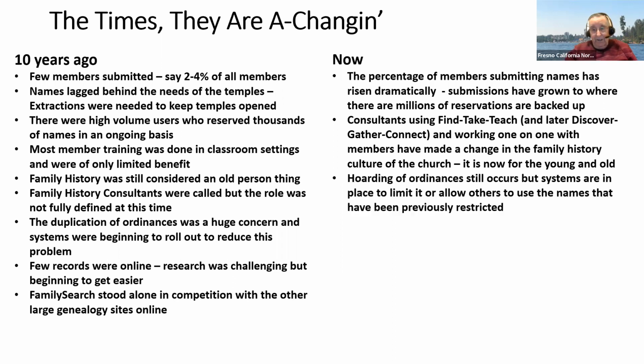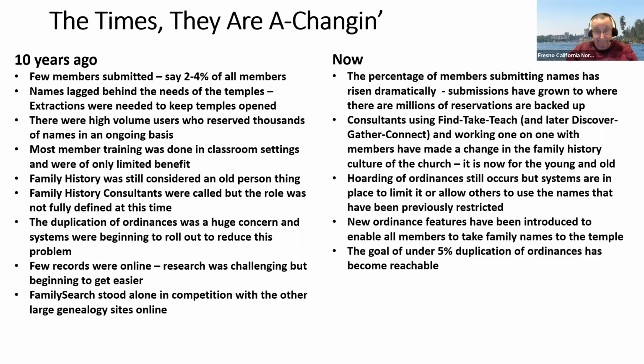And so now family history is more for everybody, for the young and the old, not just the old. The hoarding of ordinances still occurs, but FamilySearch is putting in systems, putting in programs that will slowly but surely eliminate that hoarding. New ordinance features have been introduced to enable members to take names to the temple. Think of temple ready, ordinances ready. And also the goal of under 5% duplication is really a reachable goal now.